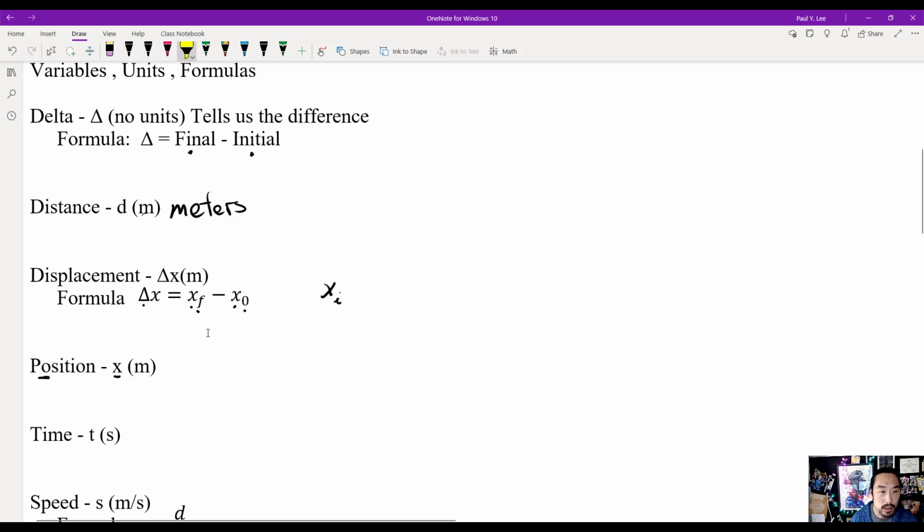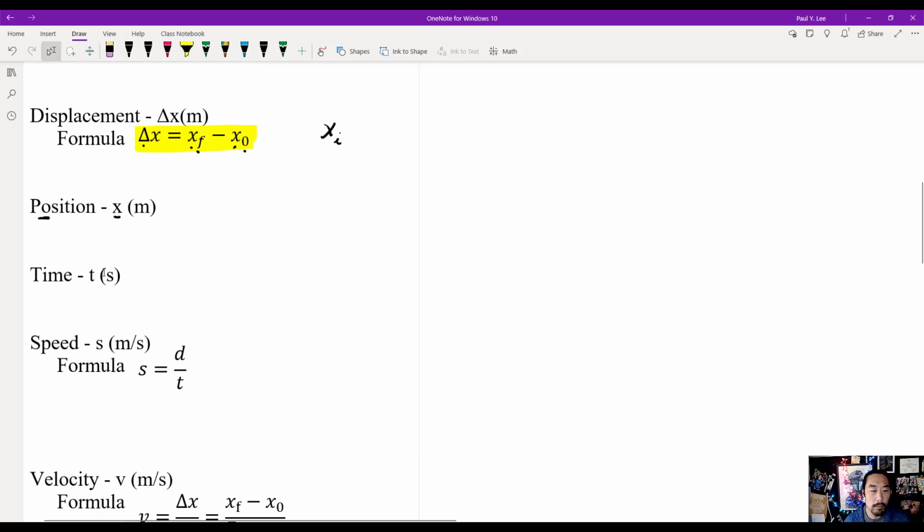Because this is the first of many formulas that we'll go over, if you have a highlighter handy, highlight that. If you don't have a highlighter, you can box that. All right, time, just t, and the units that we use are seconds. You are expected to know that there are 60 seconds in 1 minute. In 1 hour, there are 60 minutes, and therefore in 1 hour, you have 3,600 seconds. Okay, jot that down.